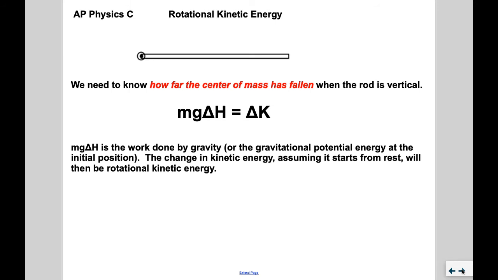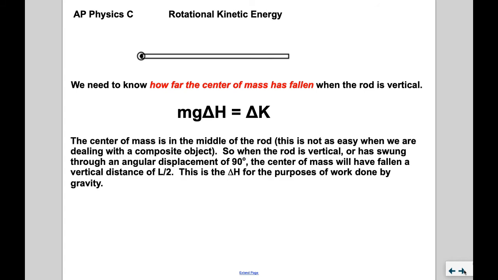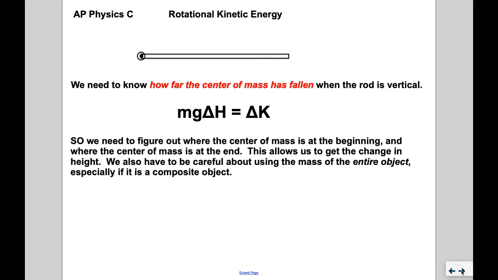So think of it in terms of point A and point B. Point A is when the rod is released horizontally, and point B is when it has swung through 90 degrees and now it's vertical. So if we consider that the center of mass of the rod is in the middle, so it's at a distance L over 2, when the rod swings vertically, the center of mass will have dropped or fallen a vertical distance equal to L over 2. That's the delta H for the purposes of the work done.